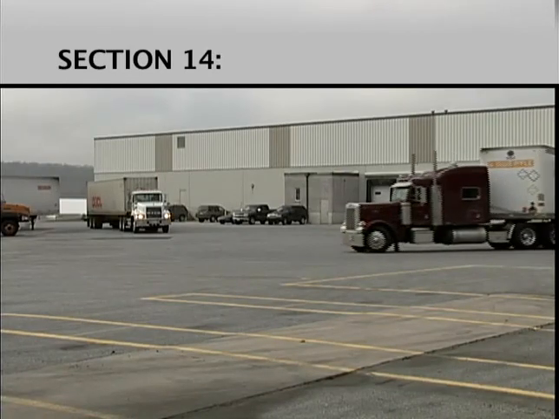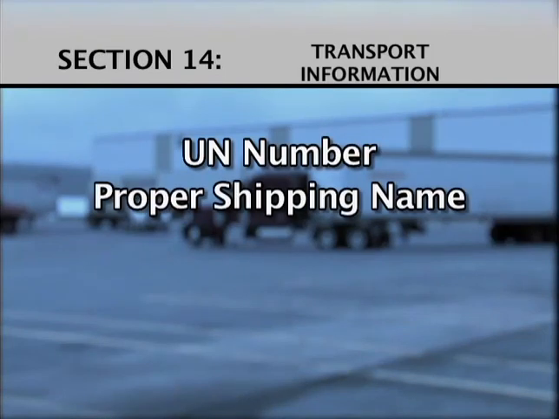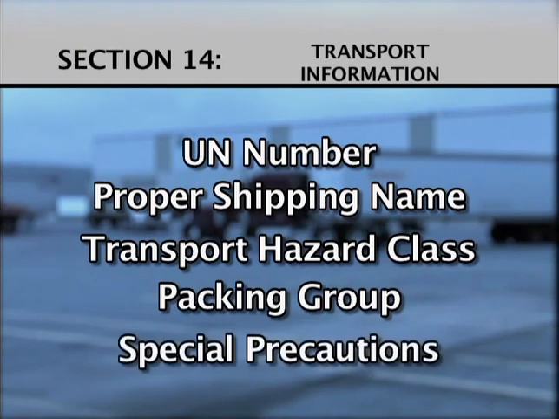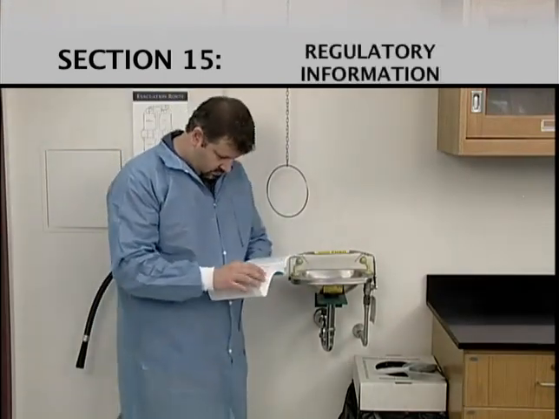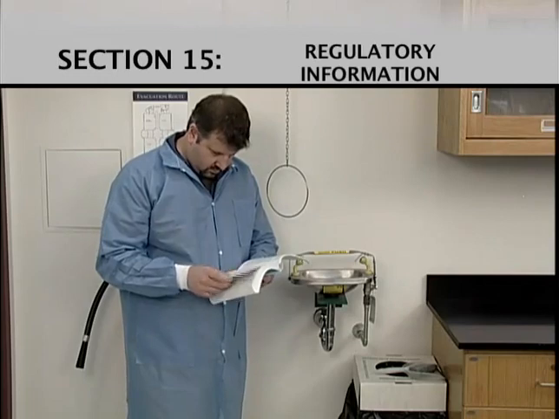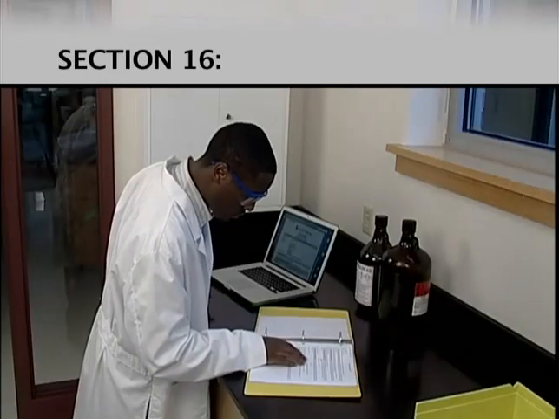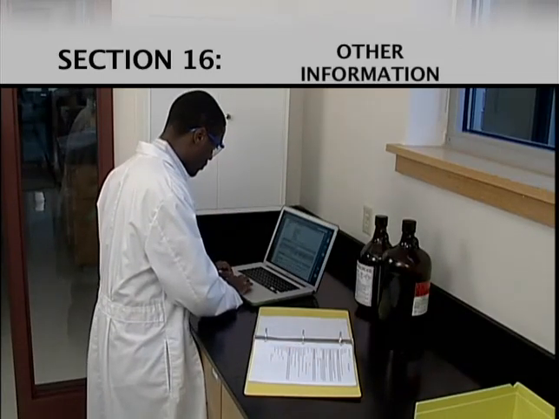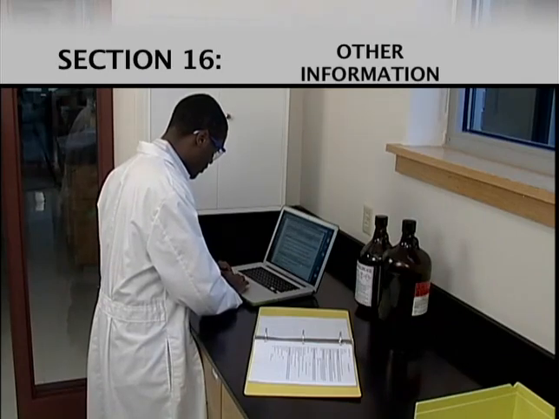Section 14, Transport Information, includes the chemical's UN number, proper shipping name, transport hazard classes, packing group, and any special precautions that should be taken when transporting the chemical. Section 15, Regulatory Information, addresses any federal, state, and international regulations that may apply to the material. Section 16 contains other relevant information that doesn't belong in any of the previous sections, as well as information on preparing and revising the SDS.